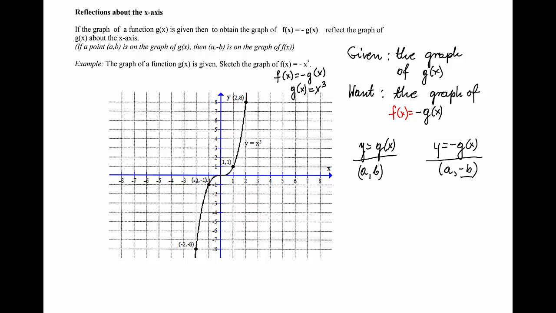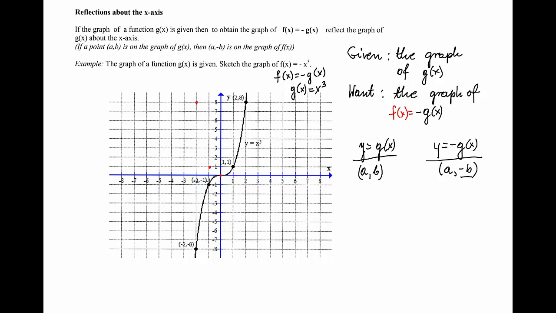So to get the points on the graph of f of x, we have to reflect points on the graph of g of x. For example, we have the point (negative 2, negative 8) on the graph of the function x cubed. This point reflected about the x-axis becomes the point (negative 2, 8). The x coordinate stays the same, the y coordinate changes to the opposite. The point (negative 1, negative 1) reflected becomes the point (negative 1, 1).